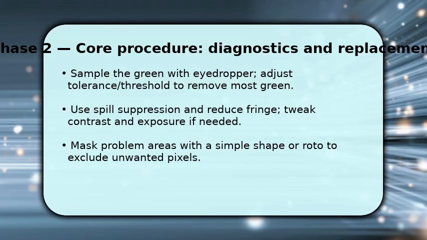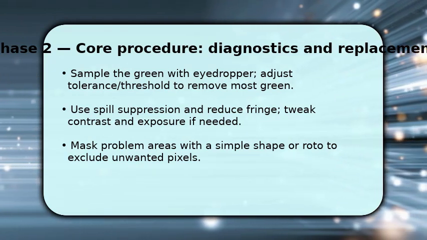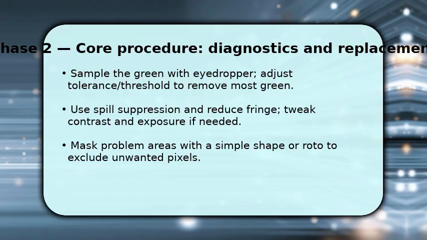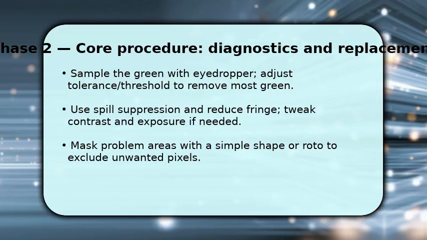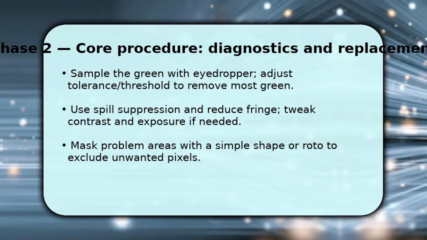Once done sampling the green with the eyedropper, you adjust tolerance and softness to eliminate the bulk of the green without cutting into your subject. Make sure to use spill suppression to neutralize green reflections on skin or clothing and reduce fringe via edge feathering.